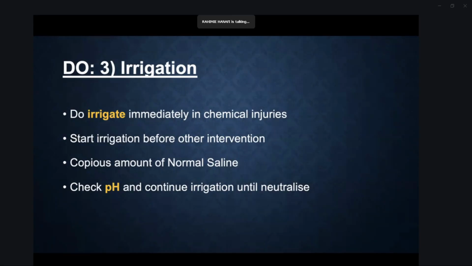And do not forget to flip up the eyelid, because sometimes the chemicals can hide within the fornix, which is the inner part of the eyelid. So you need to flip and do the irrigation properly.